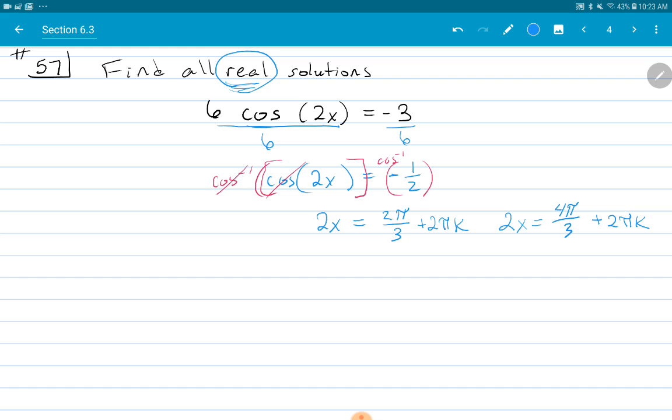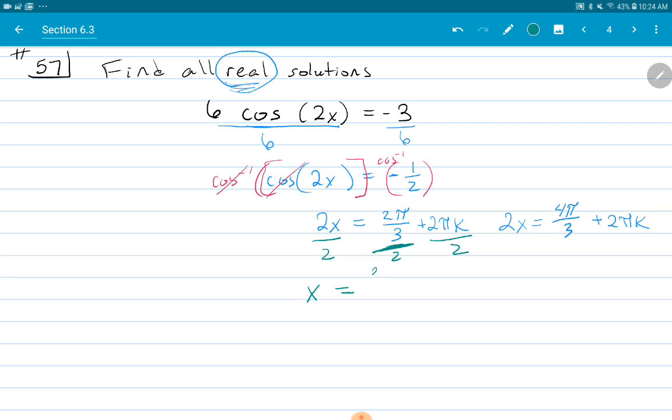Okay, but this is a solution for 2x, and I want the solution for x. So now I need to divide everything by 2. You have to do this to each term. To divide the right side by 2, it's the same as dividing each individual term by 2. So big division bar here. On the left, I get x, and on the right, I get 2 pi divided by 3.